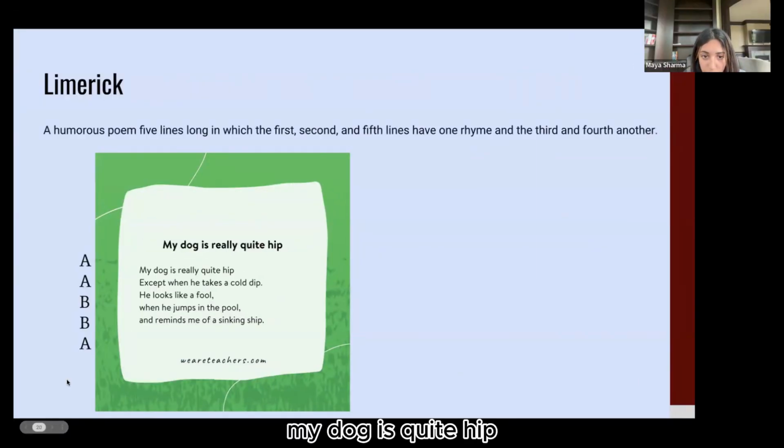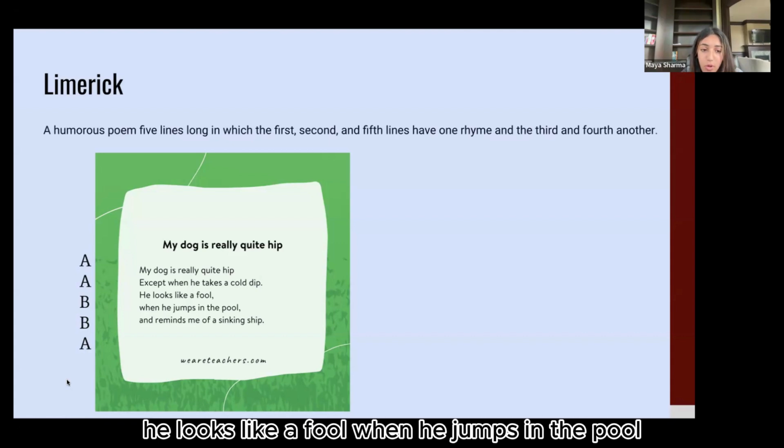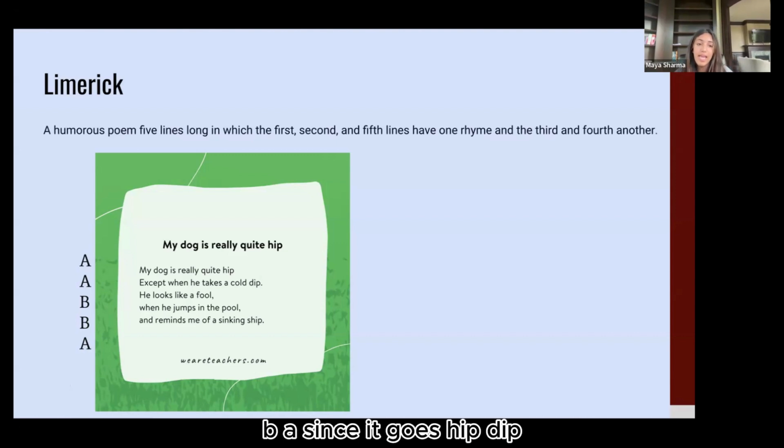My dog is quite hip. My dog is quite hip, except when he takes a cold dip. He looks like a fool when he jumps in the pool and reminds me of a sinking ship. So the rhyme scheme here is AABBA, since it goes hip, dip, fool, pool, ship.